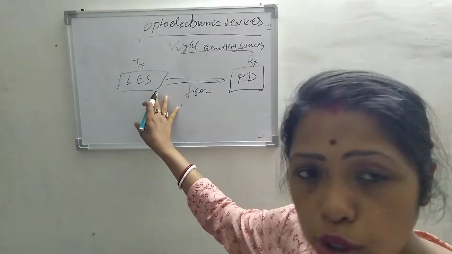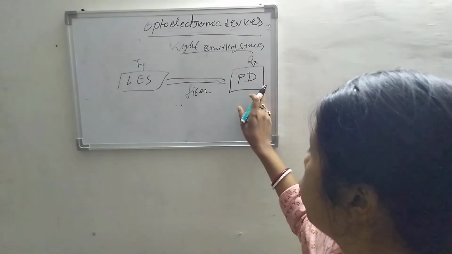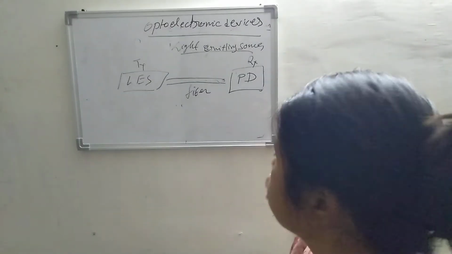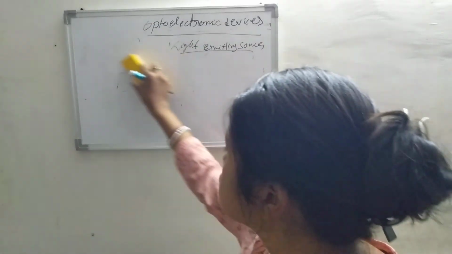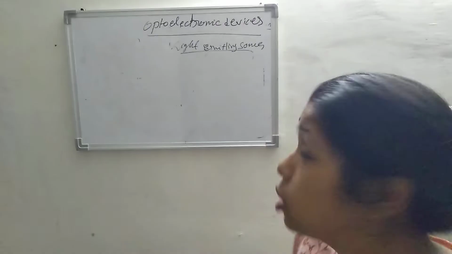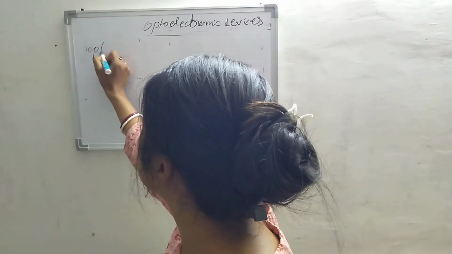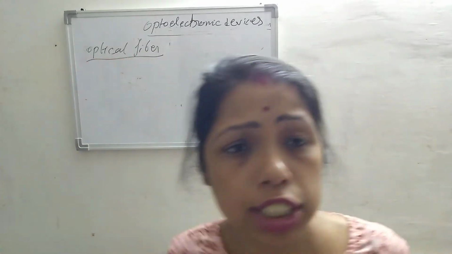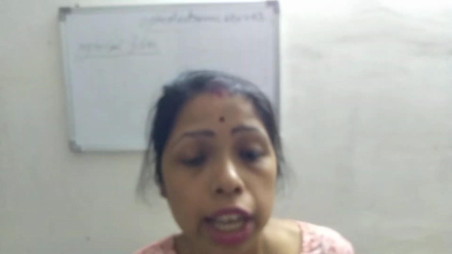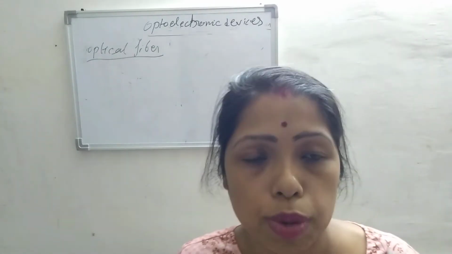The light emitting source I discussed in the last class. Today I will discuss the fiber and the photodetector. So these three are the main important parts of the optical communication system. Now, the optical fiber. Why is the optical fiber important? In this optical fiber I am sending the data in the form of light.